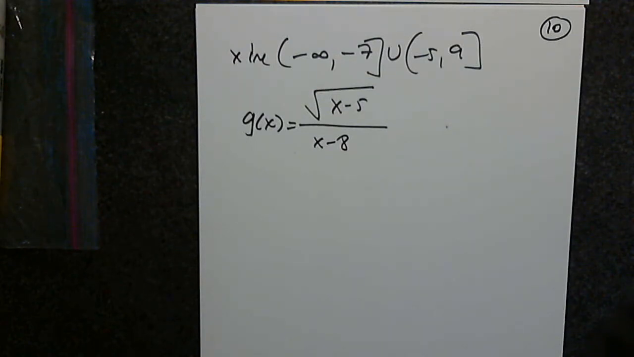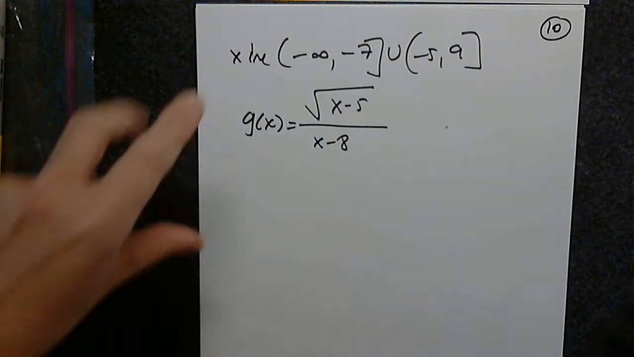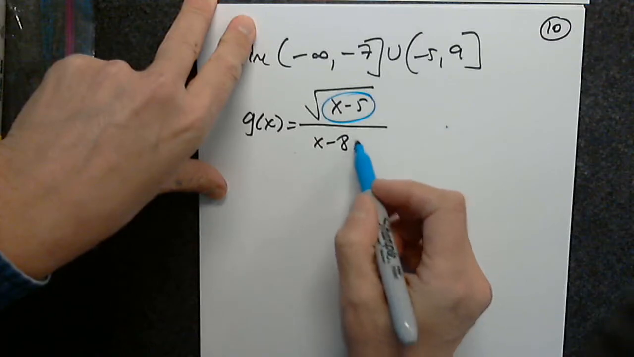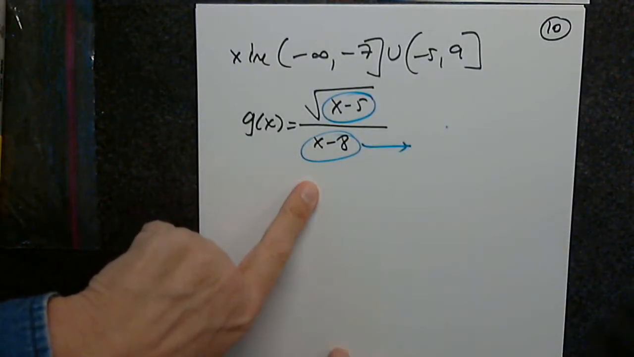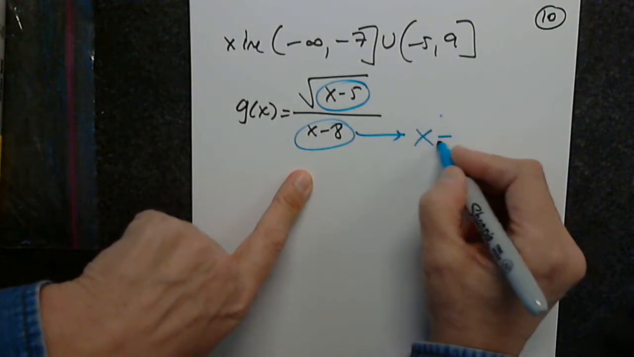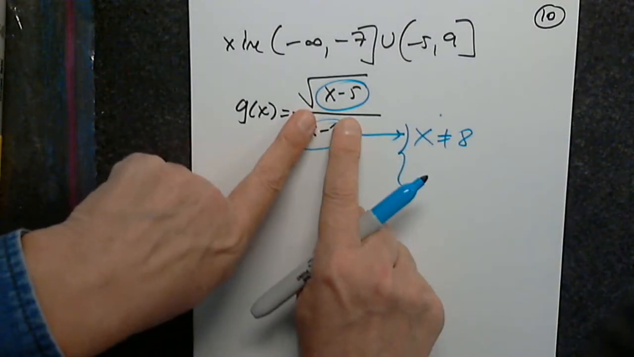Okay, so we're asked to find the domain of this function. So I see 2 problems potentially. This is one potential problem, and this is the other potential problem. What does this mean? Very good. X cannot be 8. What does this mean?